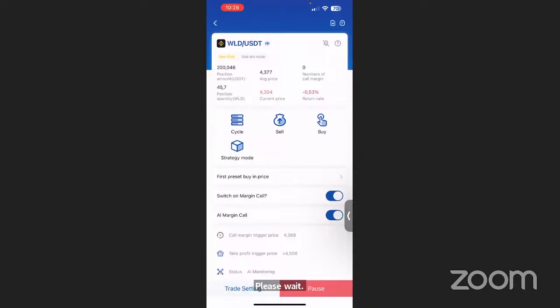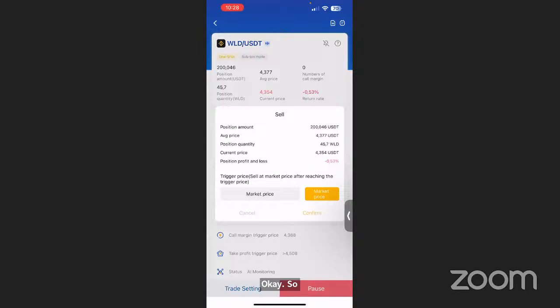Okay. So you tap on sell. Oh, unfortunately, this is not showing me what I want. Sorry, sorry, sorry. I locked my phone. Sorry. Let me share my screen again. Sorry about that.